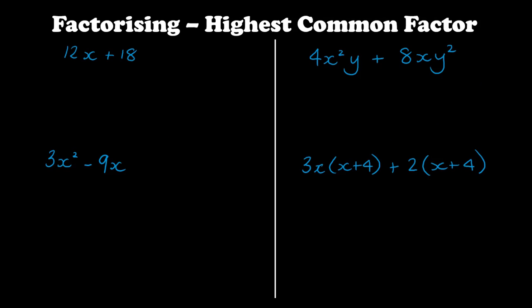Let's now factorise these four expressions. The highest common factor from earlier, we know that the highest common factor for both of these is 6. As I mentioned previously, the 6 goes outside of the brackets. Now you essentially need to think to yourself, 6 multiplied by what will give me 12x? So I know that 6 multiplied by 2x is 12x. 6 multiplied by what gives me 18? So 6 multiplied by 3 is 18.